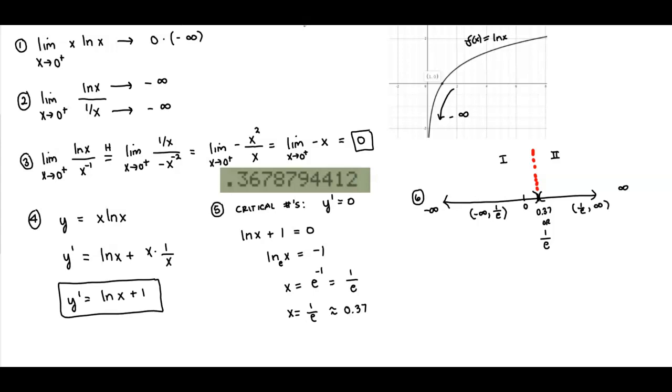So now we're going to pick a value from region 1. But keep in mind here that for the value from region 1, we cannot use 0. We can also not use any negative numbers, because the natural log of a negative number or 0 is undefined. So that means that we need to look at the part between 0 and 0.3. We can use 0.2. So we're going to let x equal 0.2, and then we're going to plug that in.